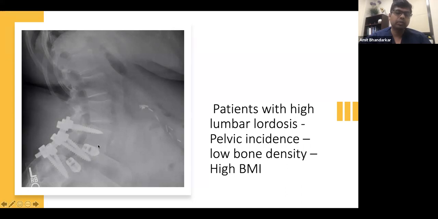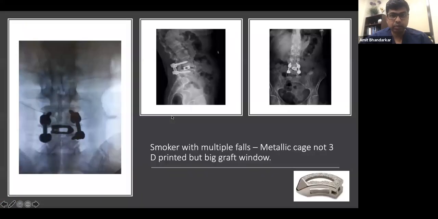I think the best cage would have been here an expandable articulating cage, which does not put a lot of pressure into the end plates. And the PEEK cage also would have been better if it had been placed here into the anterior side. Maybe a banana PEEK cage would have been better as well. So these are the things that we need to keep in mind when we decide about what cages to use.